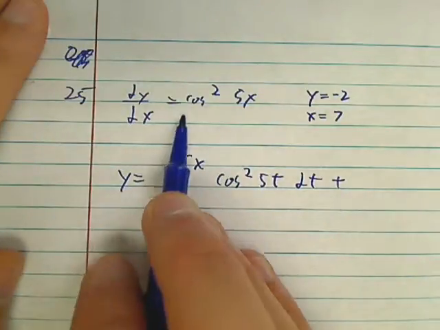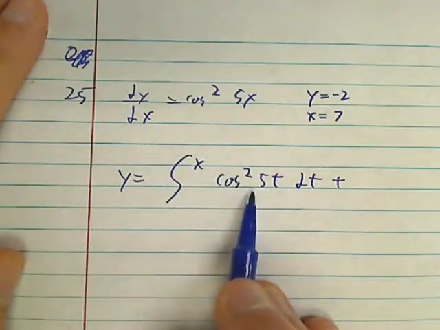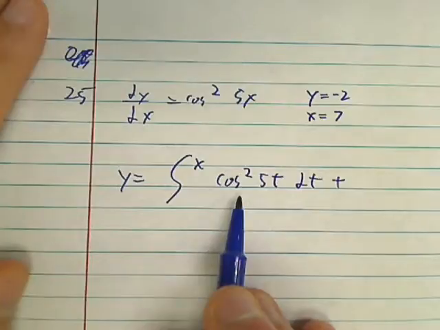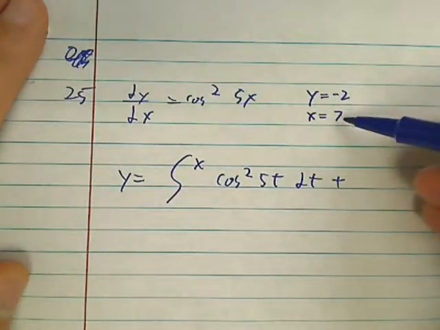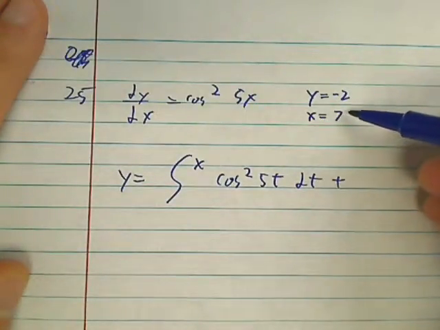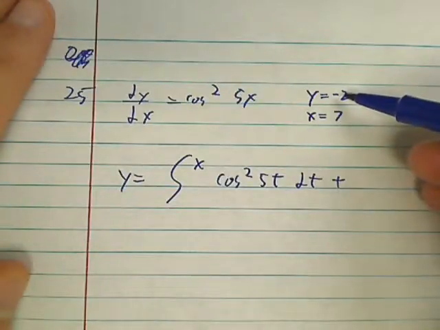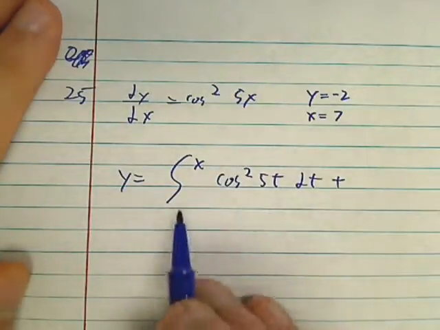So this part is what we just did. That is nothing new. So how do I rig this function so that if I plug in 7 for x, I get -2 for y? Well, this is how we're going to do it. I'm going to put the 7 right here.